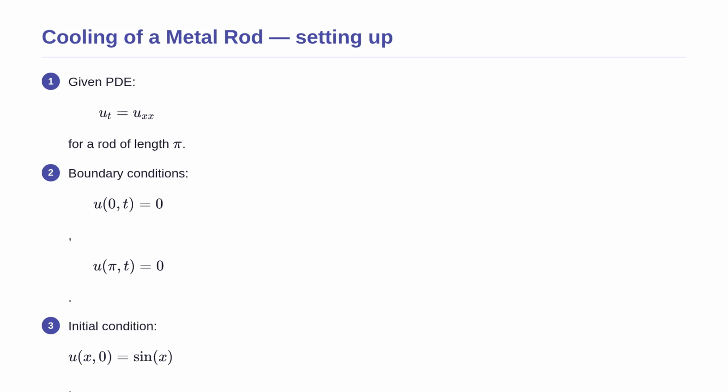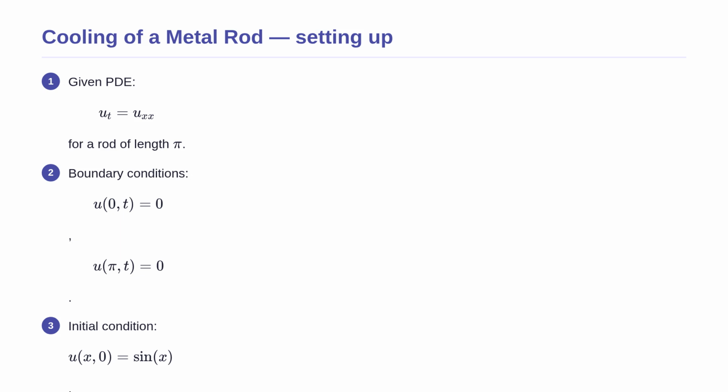With our visual intuition built, let us solve a concrete example. We have a metal rod of length pi. Our governing rule is the simple heat equation, where alpha squared is 1. The ends are kept at 0 degrees and the rod is initially heated into a perfect sine wave shape.